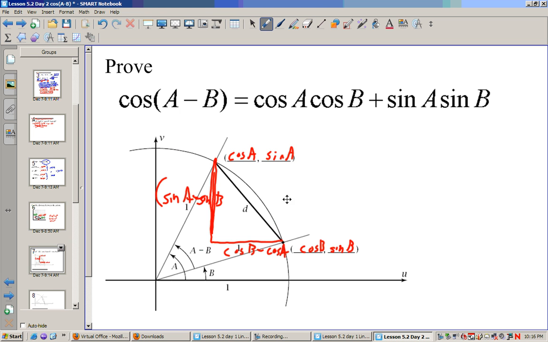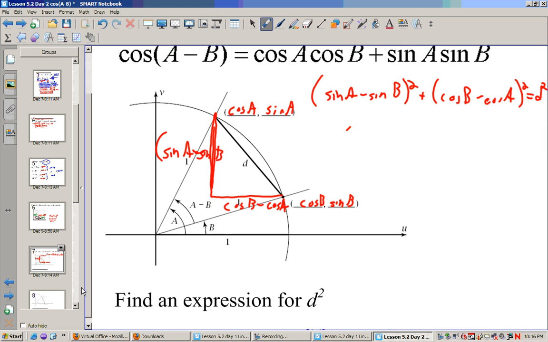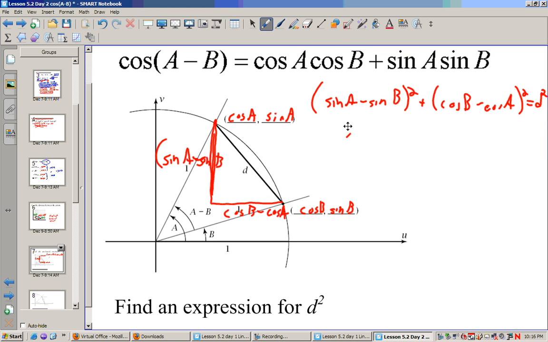And then so to write an equation, we have sine A minus sine B squared plus cosine B minus cosine A. Square that, and that's going to equal D squared. So when I expand this, maybe I should move this to the bottom. Well, let's try to do it here.